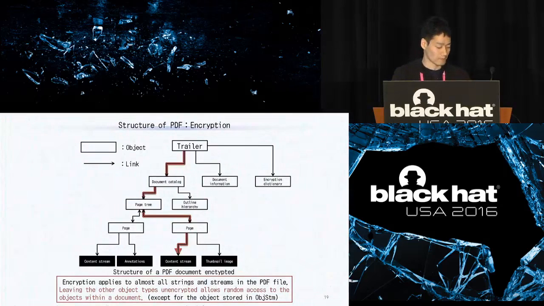As I mentioned, PDF file encryption only encrypts the objects about strings and streams, which means that the PDF structure is still intact, and OChecker can check the file format structure.